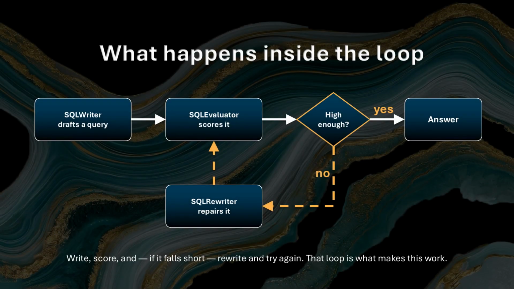Inside, the SQLWriter drafts a query. The SQL evaluator scores it. Then there's a decision. Does it score high enough to accept? If yes, you get your answer. If no, the SQL rewriter repairs it, and it goes back to be evaluated again. Write, score, and, if it falls short, rewrite and try again. That loop is what makes this work.